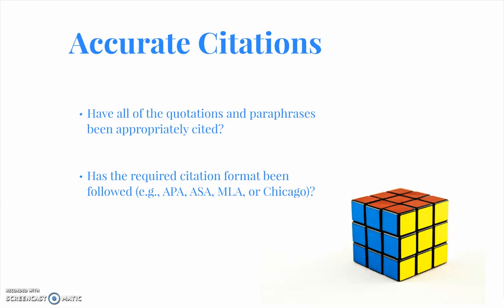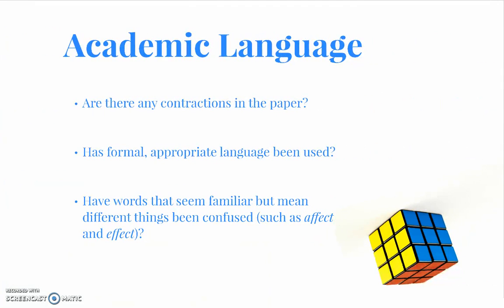Accurate citations. Have all of the quotations and paraphrases been appropriately cited? Has the required citation format been followed? For example, APA, ASA, MLA, or Chicago. Academic language. Are there any contractions in the paper? Has formal, appropriate language been used? Have words that seem familiar but mean different things been confused, such as affect and effect?